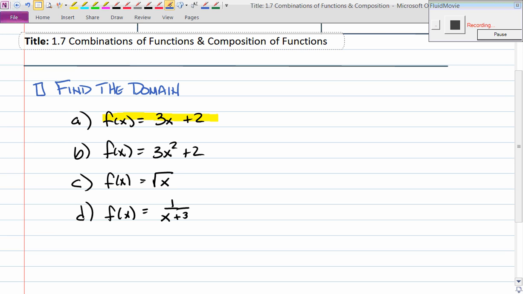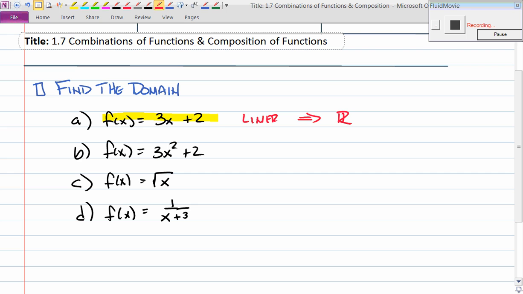All right. So f(x). What type of function is this first one that I've highlighted? Yeah, it's a linear function. Very good. Whenever you see a linear function, the domain is always going to be all real numbers. You don't even have to think about it. It's a beautiful gift from the linear function people.